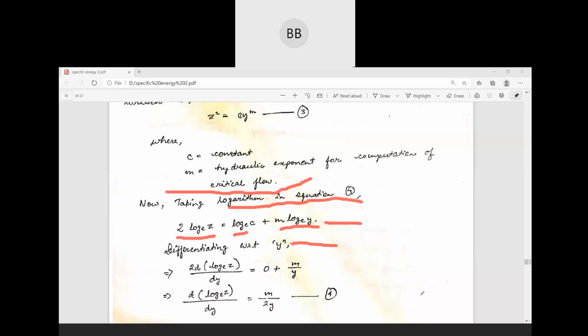So when you differentiate with respect to Y, twice d by dY of log E Z is equal to, so C is a constant, so log C is also constant. If you differentiate, it will be 0. And M is also a hydraulic exponent. So if you differentiate log E Y, it will be 1 by Y. So you can also write M by Y. If you bring this 2 to the right hand side, it will be M by twice Y. So you can consider this now as equation number 4.